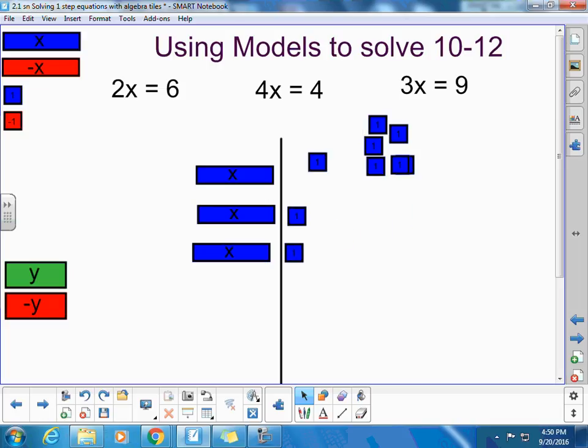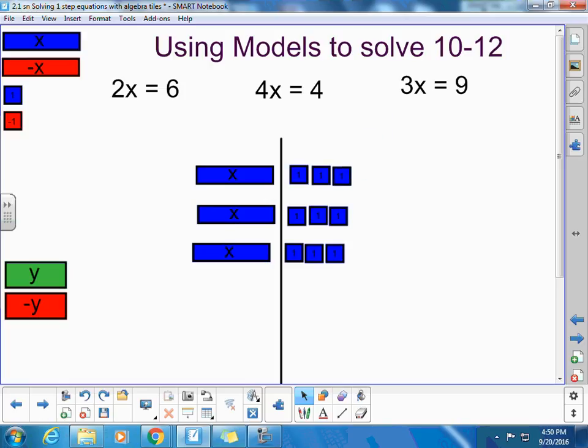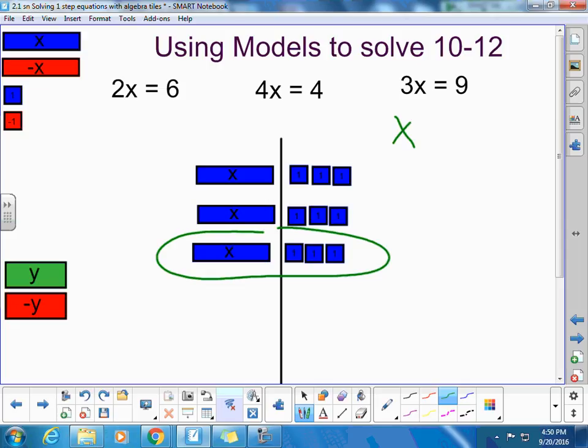1, 2, oh, excuse me, 1, 1, 1, 2, 2, 2, 3, 3, 3. Hey, look, each x gets 3 candies. So each x is equal to 3. And I should not put that there because then you can't see mathematically.